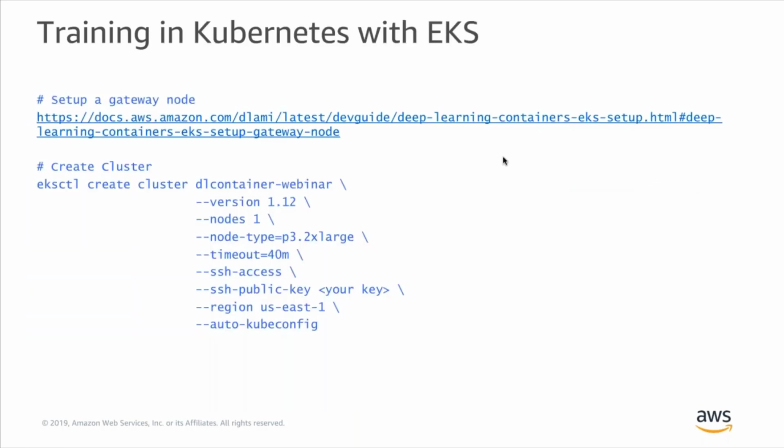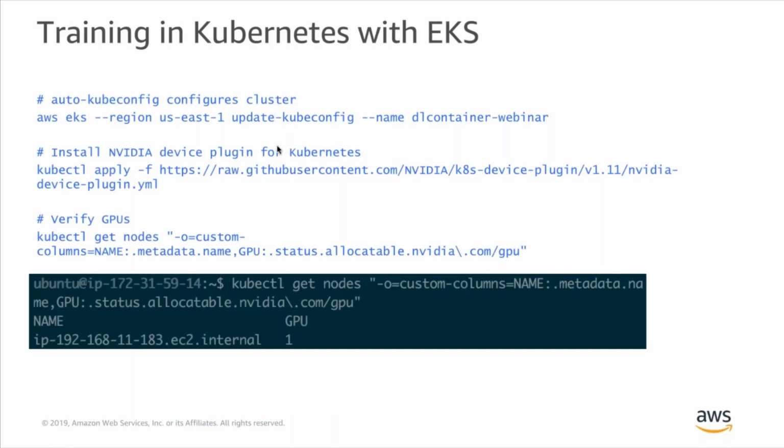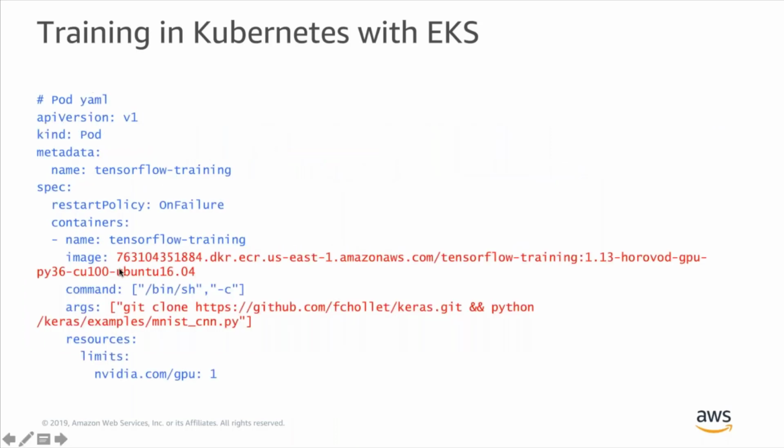We then used EKS to train our model in a Kubernetes cluster. We set up a single node P3 2xlarge cluster that had one GPU. And in this cluster, we created this YAML file that specified a GPU deep learning container image. So this is a TensorFlow training image, same version of TensorFlow, but instead of the CPU version we used in EC2, we now use this GPU version. And again, we run the same model, and we see the training completes in our Kubernetes cluster.